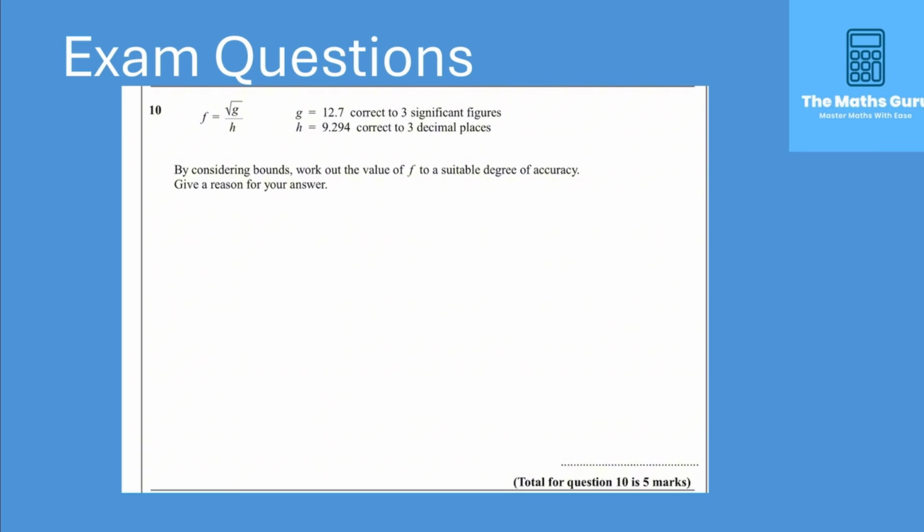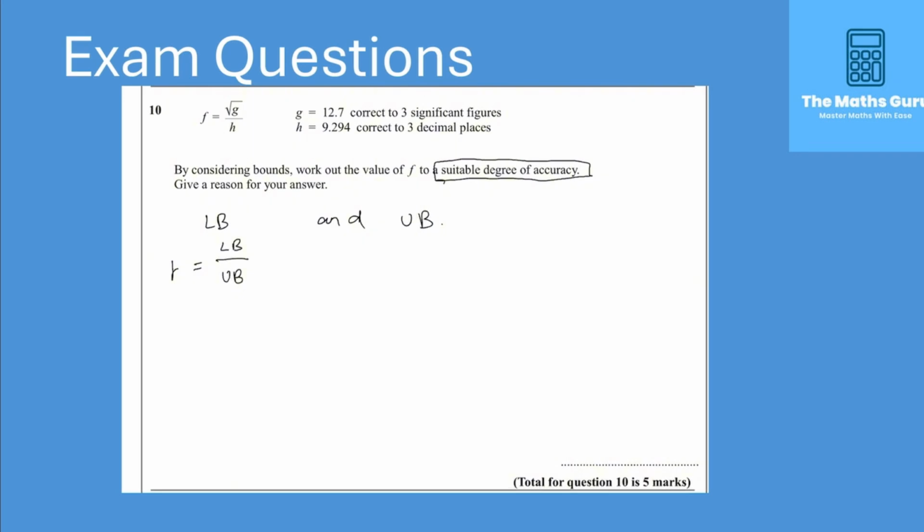And when we are told to work something out to a suitable degree of accuracy, this means we must work out our lower bound and our upper bound value for f, and see where the digits are common and write that out. I know that might seem a bit confusing, but watch, we're going to get into it and it's going to be very simple. So our lower bound for f will be given by a lower bound for g and an upper bound of h.